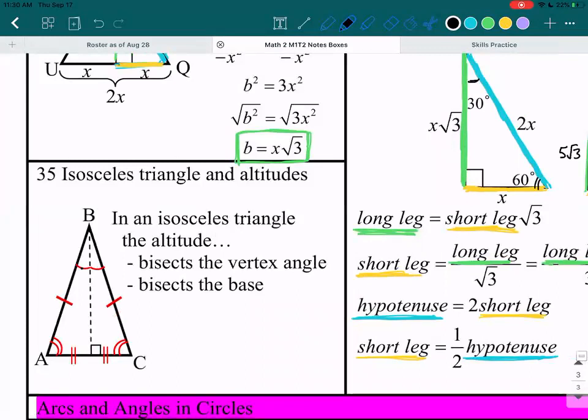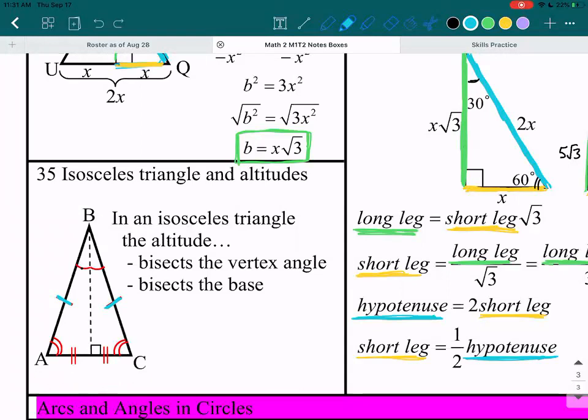Just to remind you guys, an isosceles triangle is where you have two sides that are congruent. So in this case, this one and this one are congruent, okay? And this third side on the bottom is not congruent to our other two legs. So this is our isosceles.